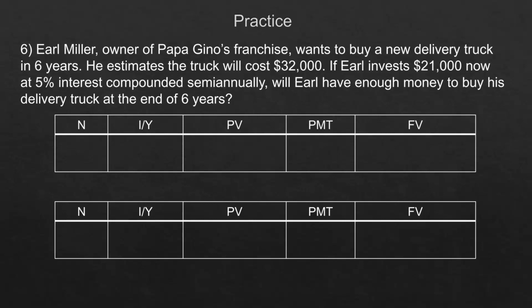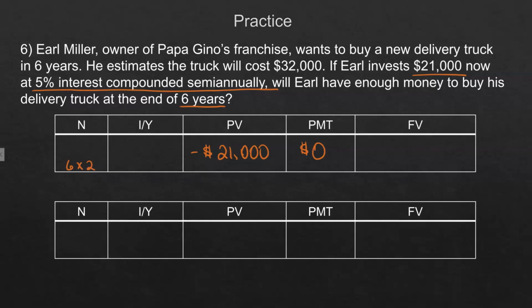So I'm going to compute the future value first. It's 6 years compounded semi-annually. He can invest $21,000. So that means he will put $21,000 in an account and not pay any payments. And then of course we're going to compute the future value. It's compounded semi-annually for 6 years.